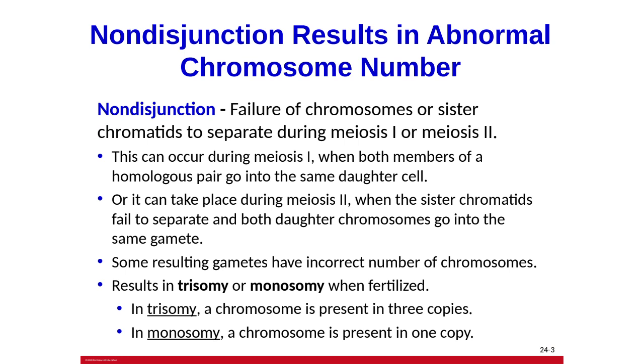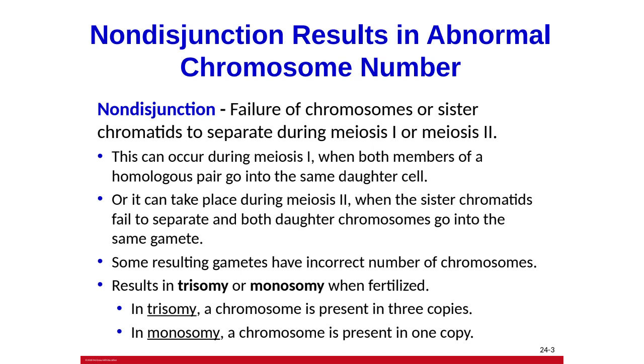Now that we've talked about how a karyotype is made, let's talk about some of the things that can go wrong that can lead to an abnormal number of chromosomes. So the general name for this sort of phenomenon is called non-disjunction. This is a failure of chromosomes or sister chromatids to separate either during meiosis 1 or meiosis 2. So recall there are two phases of meiosis, 1 and 2. In meiosis 1, homologous chromosomes separate, but each homologous chromosome consists of sister chromatids. And then in meiosis 2, the sister chromatids separate.